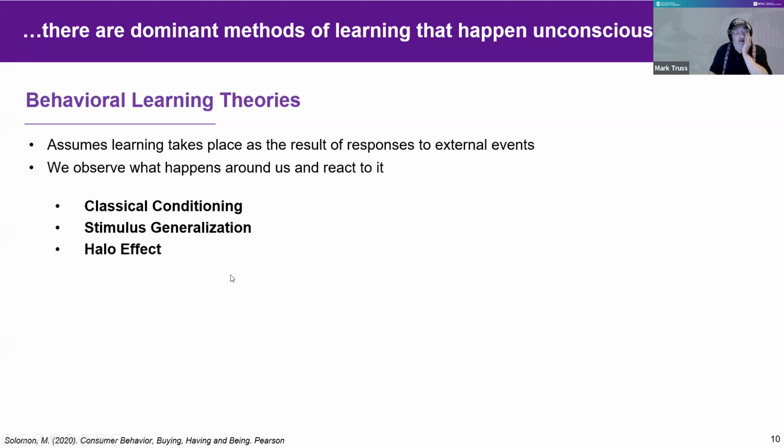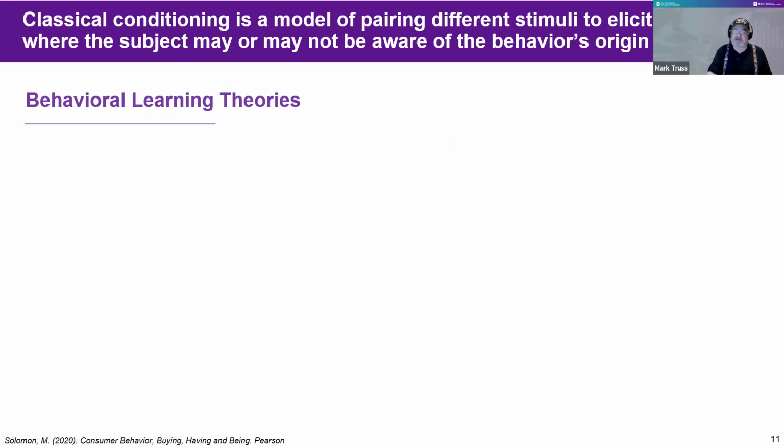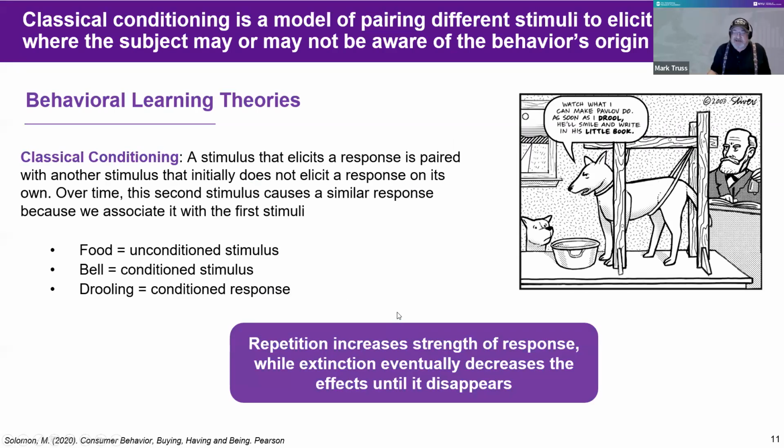Behavioral learning theory is a little more complicated, and there are a few of them. This assumes that learning takes place as a result of responses to some other event. We observe what happens around us and we react to it. Some of the ones you may have heard of: classical conditioning, stimulus generalization, and halo effect. Classical conditioning is that a stimulus elicits a response, and that's paired with another stimulus that initially does not elicit a response on its own. Over time, the second stimulus causes a similar response because we associate it with the first stimulus.